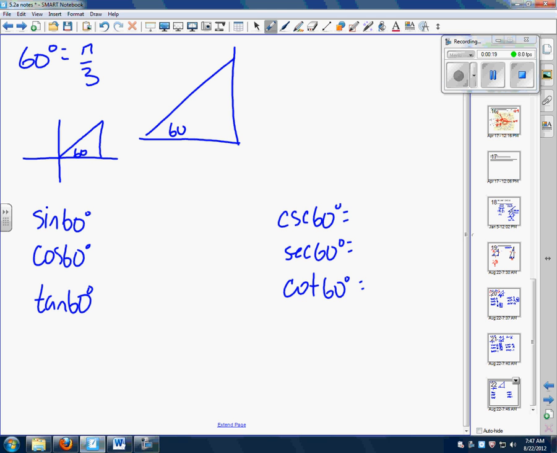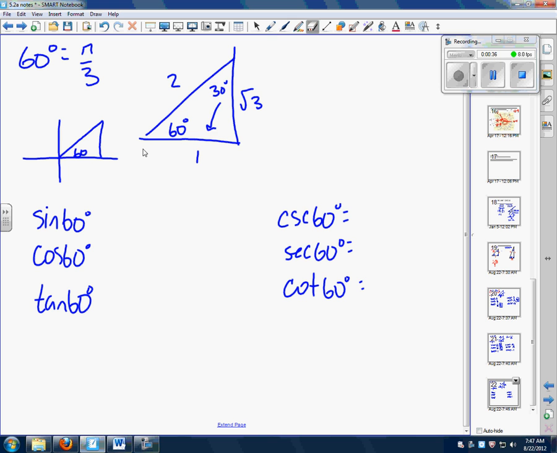Now, this angle down here is now the 60. This one up here is the 30. When we did 30, those were backwards. Across from 30 is always 1. Hypotenuse is 2. This is square root of 3. Okay, that's all you need to do everything on 60 degrees.